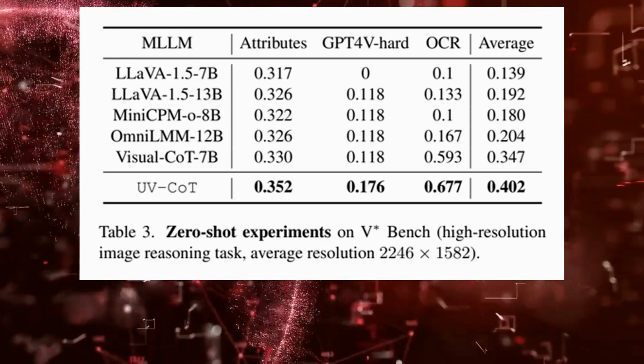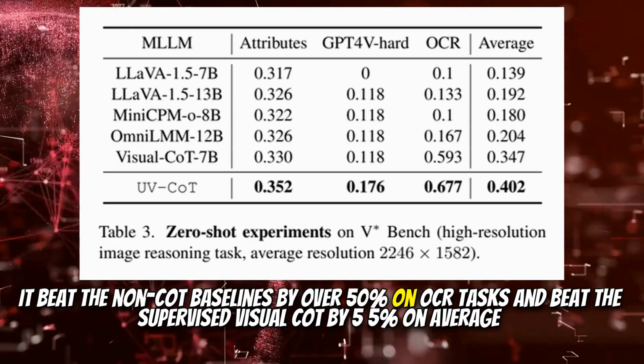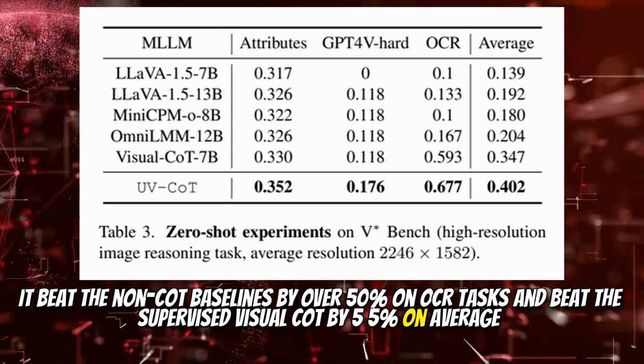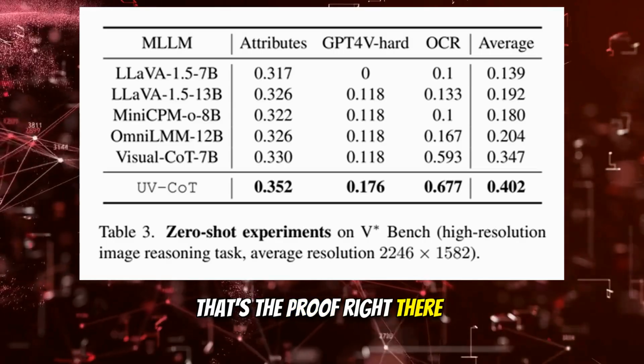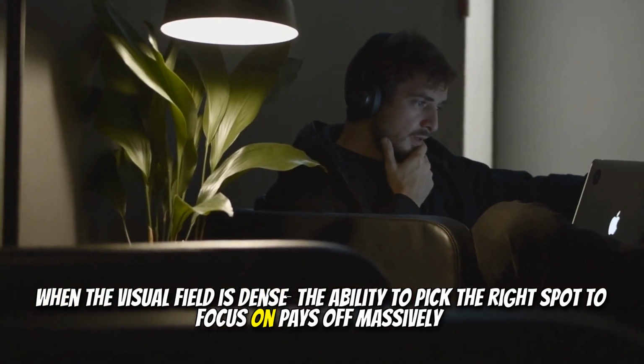And UV-CoT? It crushed it. It beat the non-CoT baselines by over 50% on OCR tasks and beat the supervised Visual CoT by 5.5% on average. That's the proof right there. When the visual field is dense, the ability to pick the right spot to focus on pays off massively.